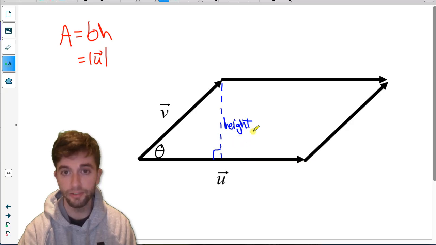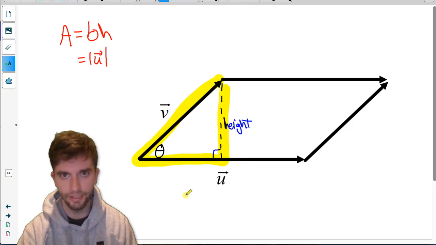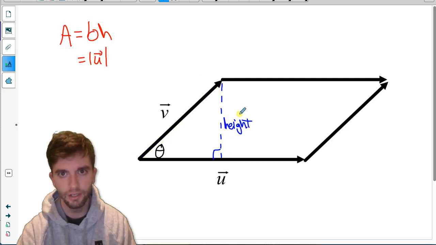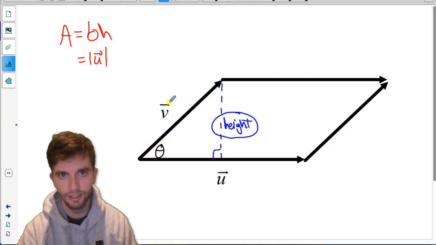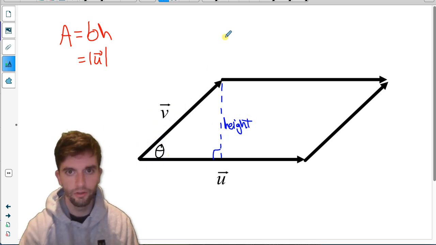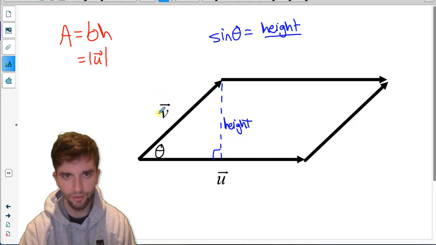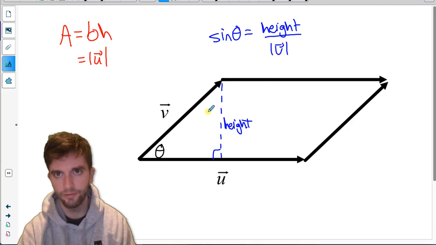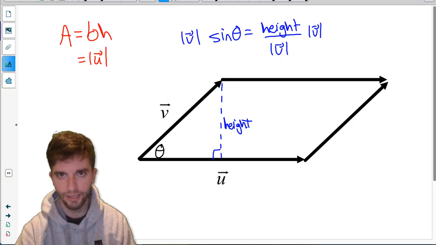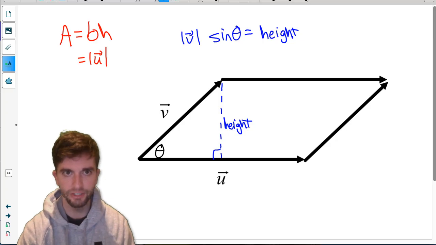I could come up with an expression for the height of this parallelogram if I looked at this right triangle right here. In that right triangle, I'm looking to get an expression for height. I know the magnitude of that side, and I know this angle. So using a sine ratio from the reference angle, sine theta would equal the opposite side, the height, divided by the magnitude of the hypotenuse, the magnitude of vector v. And then I would multiply both sides by the magnitude of vector v so that I could isolate the height, and I get an expression for the height. It's equal to the magnitude of v times sine theta.